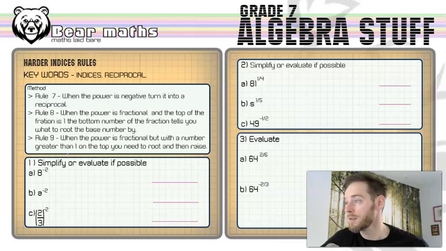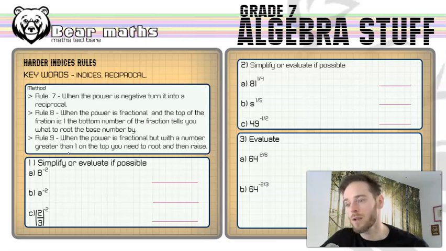The keywords are indices and reciprocal. Now indices are the little numbers that are next to the base numbers. They're powers and they make the base number multiply itself by however many times that number is stating. So that small number is what we call an index, or a power, or an exponent even. But we don't call them that really over here in England.